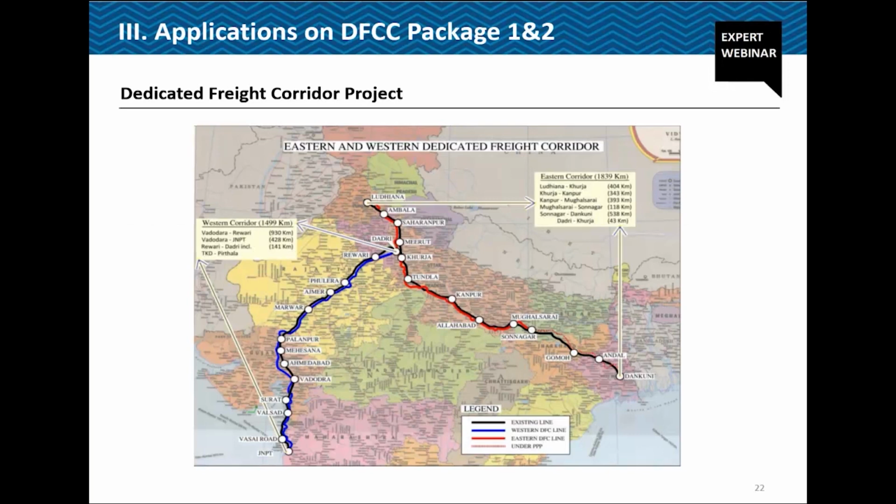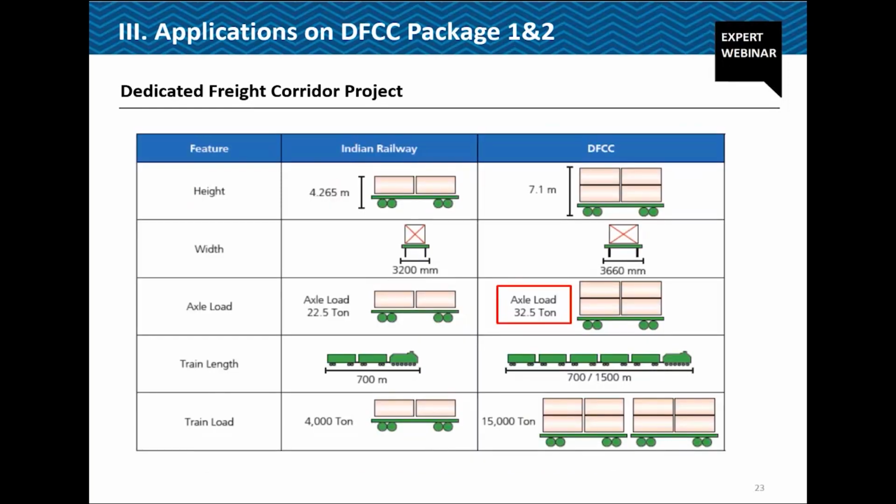Let me introduce this Dedicated Freight Corridor project, in which we are also participating. This is India. From Delhi to Mumbai, we are currently constructing a new railway, the Dedicated Freight Corridor. This is the Western Dedicated Freight Corridor, and this is the Eastern corridor. The total length is 1,500 kilometers for the Western and 1,800 kilometers for the Eastern corridor. I just compared the Indian Railways and the DFCC loading.